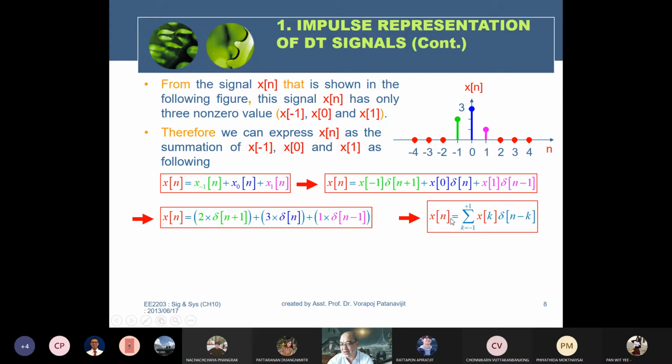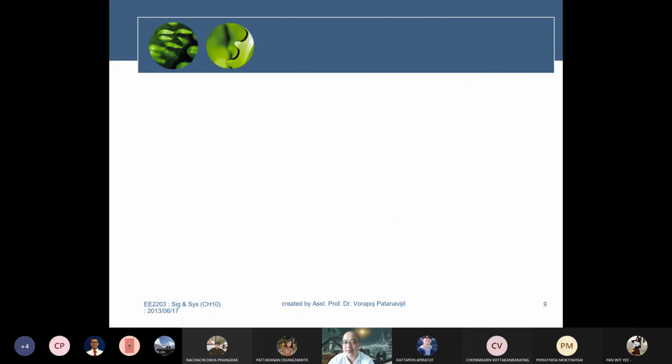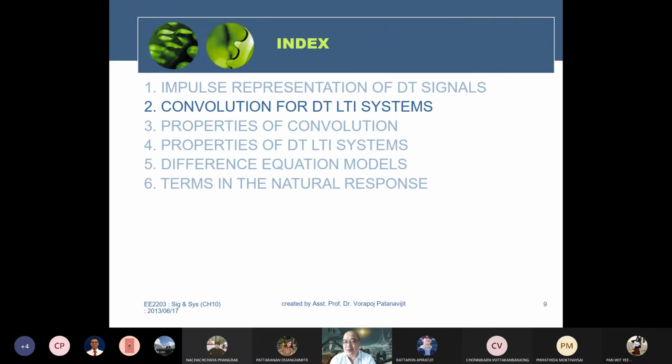Therefore, you can write them in the general form of a summation here. The general signal x[n] can be expressed as the following summation of impulses. Therefore, we can write them so easily. From my point of view, writing the discrete signal with impulse functions is much easier than writing the continuous signal in mathematical form. Next is the convolution for the DT-LTI system.